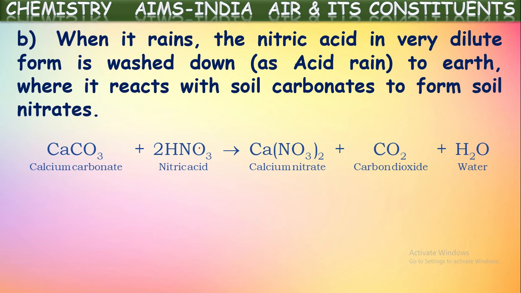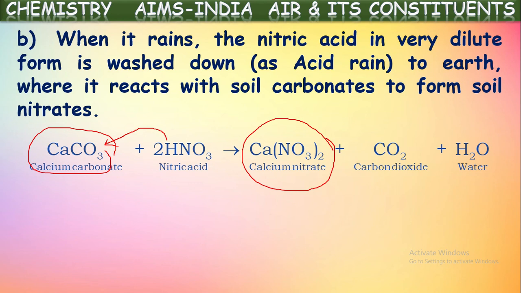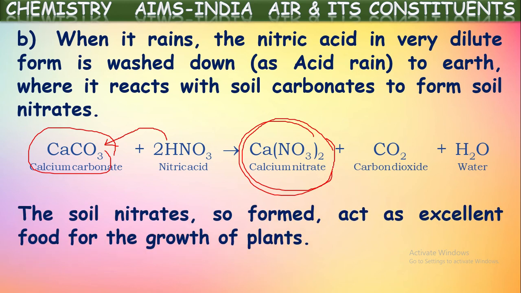So the nitric acid that reached the earth reacts with the soil carbonates present in the soil, suppose calcium carbonate. These two will react and form calcium nitrate. Of course, carbon dioxide and water vapor will also be formed, but here nitrates of metals are formed. These soil nitrates so formed act as excellent food for the growth of plants. These metallic nitrates can be taken by the plants for the preparation of proteins in them. So in this way, atmospheric free nitrogen is converted into useful nitrates by nature.